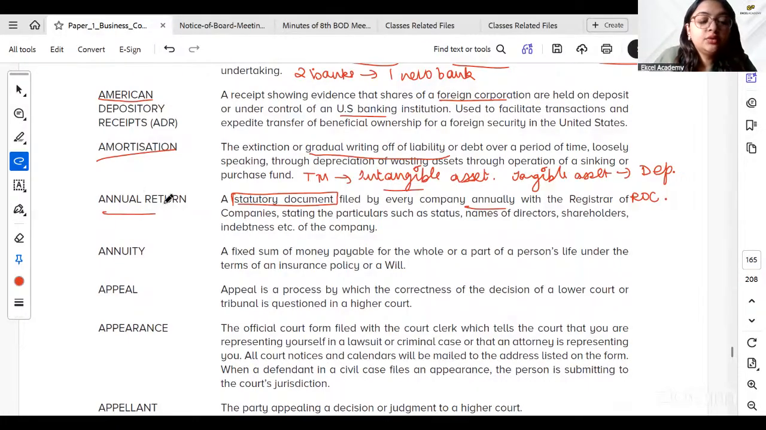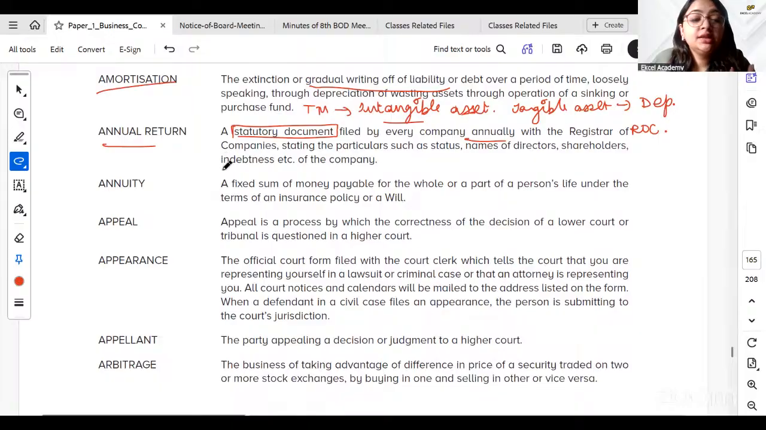And what does this annual return consist of? It consists of your status, names of directors, shareholders, and indebtedness of the company. In the Indian Companies Act, your annual return is filed in the form MGT-7. I'm mentioning this just for your general knowledge. When you move on to your executive level, you will be understanding this in much more detail.